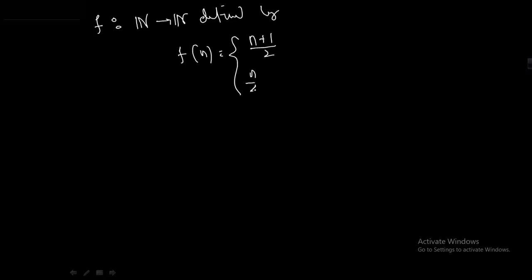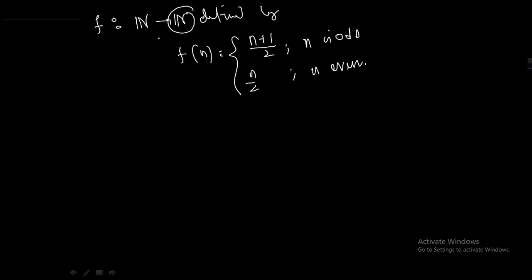F from the set of naturals to the set of naturals defined by f(n) is equal to (n+1)/2 if n is odd, and n/2 if n is even. The same type of problem as before, which we did with plus and minus, but this one is with division. Now to check whether this function is onto or not, this function is obviously onto.